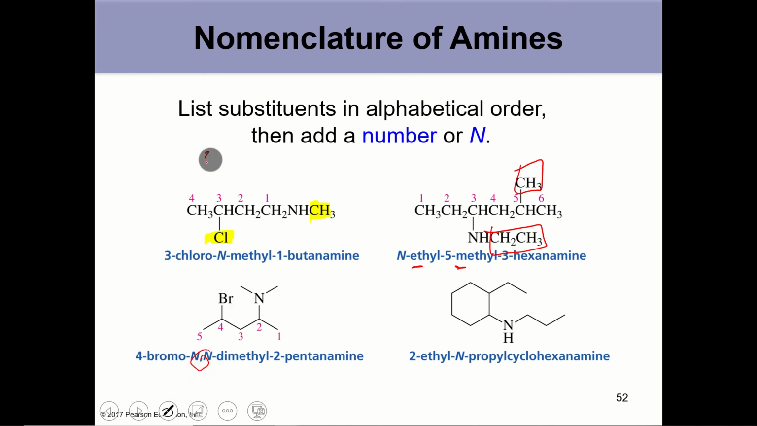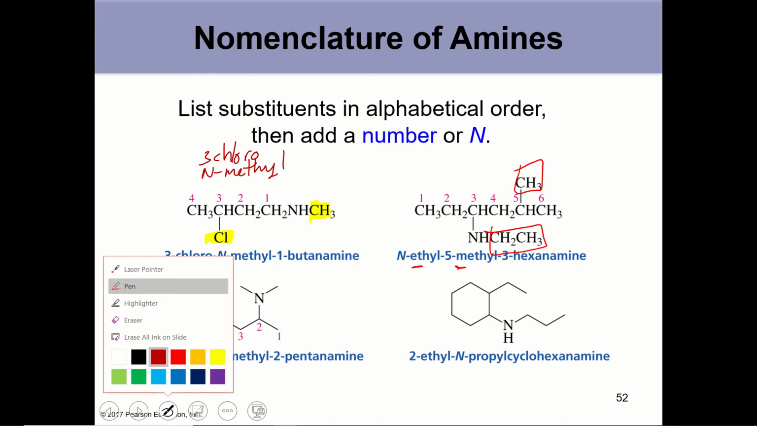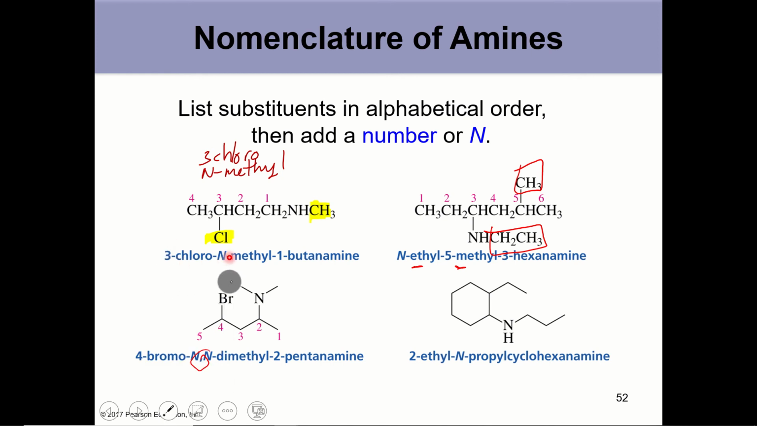So we have 3-chloro and N-methyl. And I know that C is alphabetically before M, so this is 3-chloro N-methyl 1-butanamine.